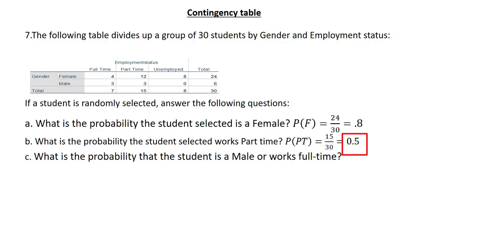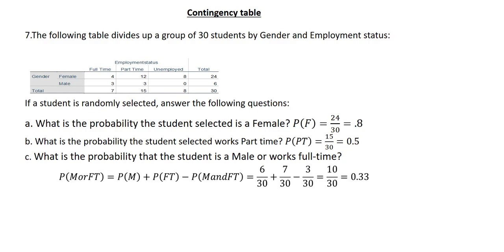The C part, what is the probability that the student is a male or works full-time? In this case, again, we are going to be applying the addition rule. That will be the probability they are male plus the probability they are full-time minus the probability they are male and full-time. The probability they are male will be the total of males we have, in this case, which is 6 out of 30. Probability of full-time will be the number of full-time we have, which is 7 out of the grand total of 30.